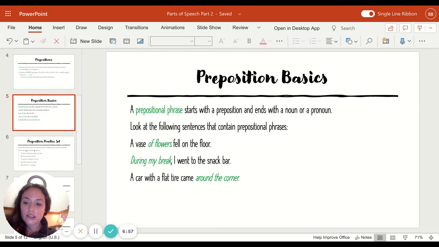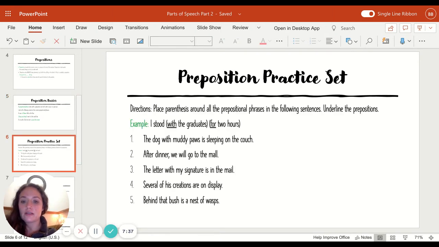So usually prepositional phrases are extra information. It will never contain the subject or a verb of a sentence. And we'll talk more about sentence forms later this week, but a vase is going to be our subject, right? The vase did what? It fell. So this is extra information, of flowers. During my break, I went to the snack bar. You could just say, I went to the snack bar, but it gives us that extra information. And then a car with a flat tire came. You could leave it like that, but came where? Around the corner, right? So here's our practice set for prepositions.